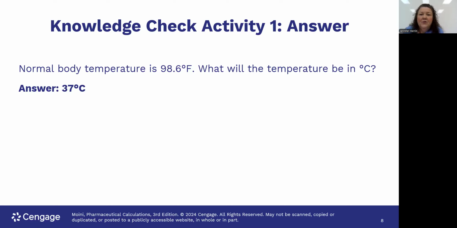All right, so as you can see, when we do our knowledge check answer here, it came up with the same answer that we did. Normal body temperature is 98.6 degrees Fahrenheit. What will the temperature be in Celsius? And the correct answer is 37 degrees.